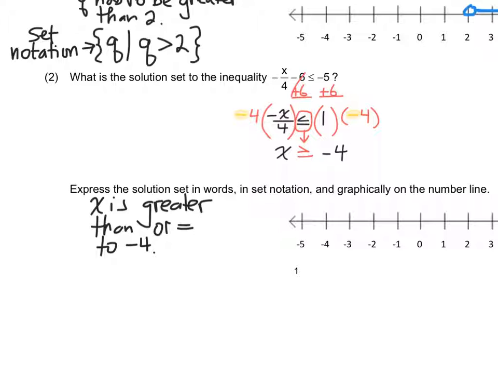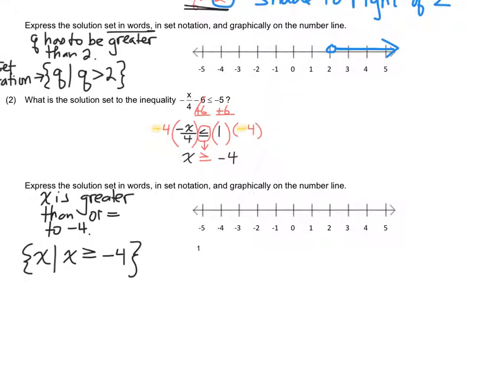All right, so set builder: squiggly bracket, variable x, such that x is greater than or equal to -4. Well, that symbol is not greater than, and it's not less than, so this is going to get a closed circle. What's the line for? It means such that.